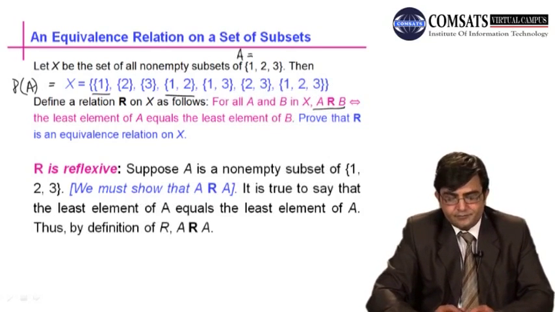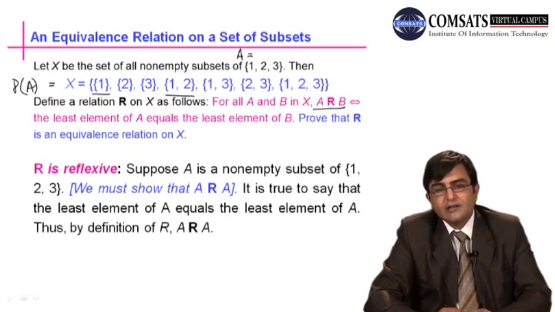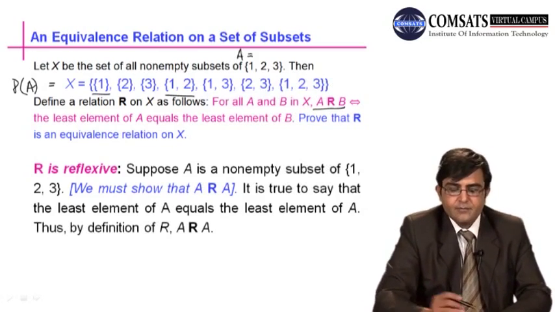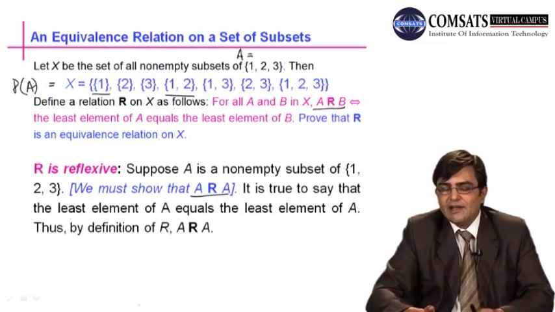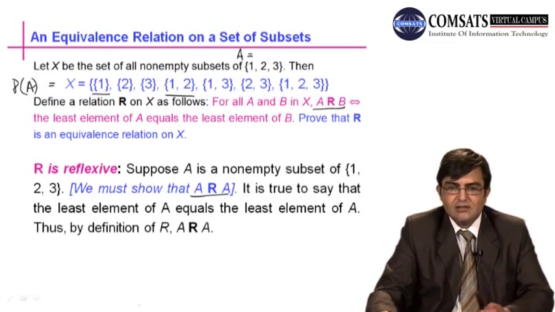First we have to check whether this given relation is an equivalence relation or not, and then we shall calculate the equivalence classes of this relation. Now R is reflexive: A must be related to A. The smallest element of A will be equal to the smallest element of A. So therefore this relation must be reflexive. This we can get obviously.